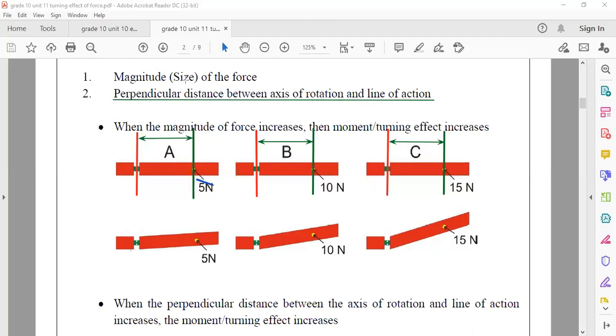Here I apply 5 Newton. What is the magnitude of the force in the first picture? 5 Newton. What is the magnitude of the force in the second picture? 10 Newton. What is the magnitude of the force in the third picture? 15 Newton.